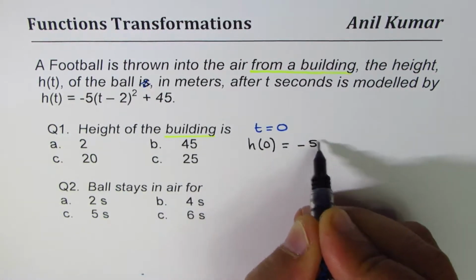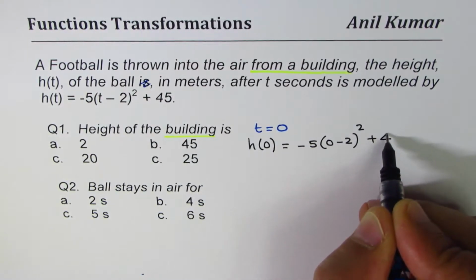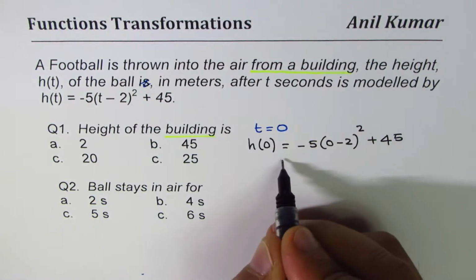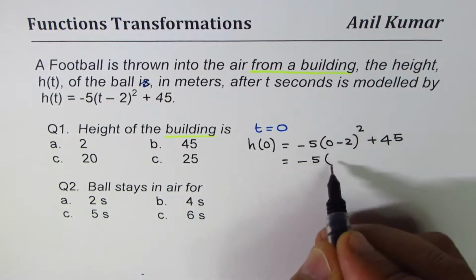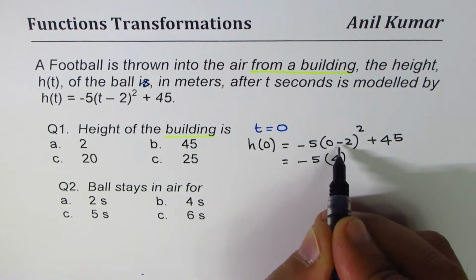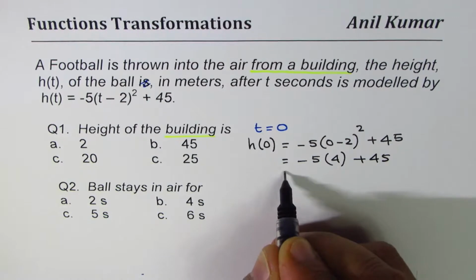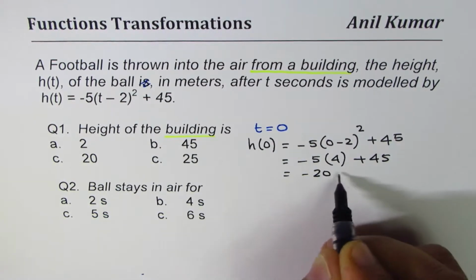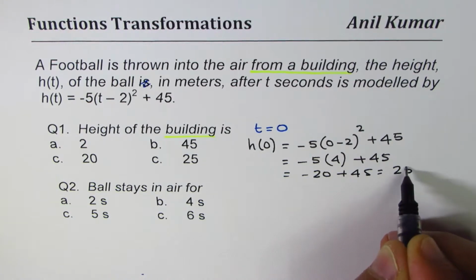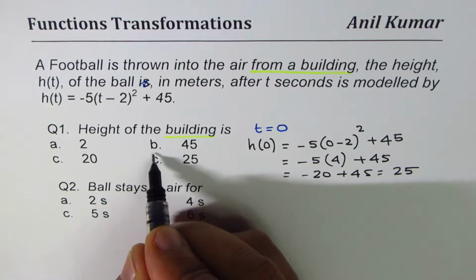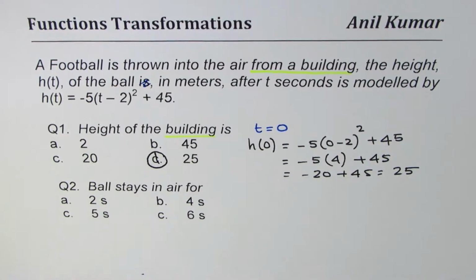So minus 5 times (0 minus 2) whole square plus 45. You may need a calculator to solve this. Let's try without it. So 2 square is positive 4, right? Because square is always positive, plus 45. And that gives you minus 20 plus 45. And the answer is 25. Is it okay? So the option C, which should have been D here, seems to be the correct option.